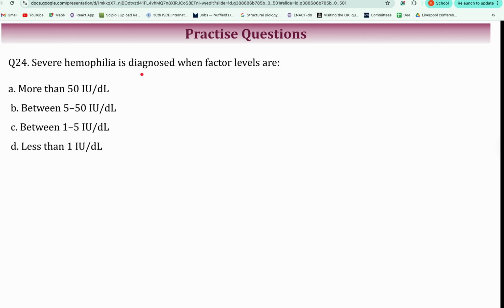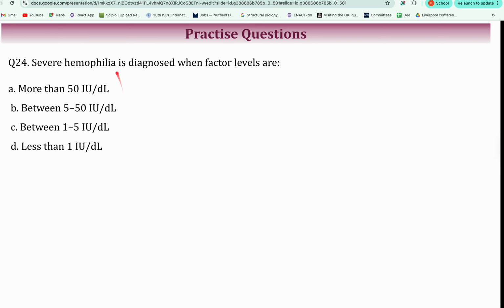Next question is, severe hemophilia is diagnosed when factor levels are. So in this, it is severe hemophilia. Option A is more than 50 IU per dL. Option B, between 5 to 50 international units per dL. Option C, between 1 to 5 IU per dL. And option D is less than 1 IU per dL. So this is also straightforward.